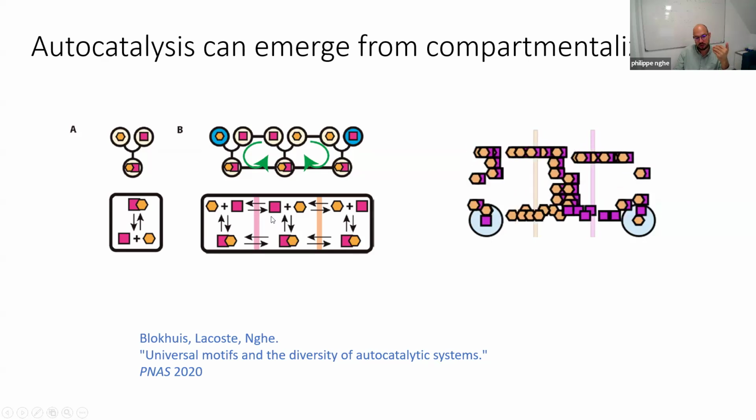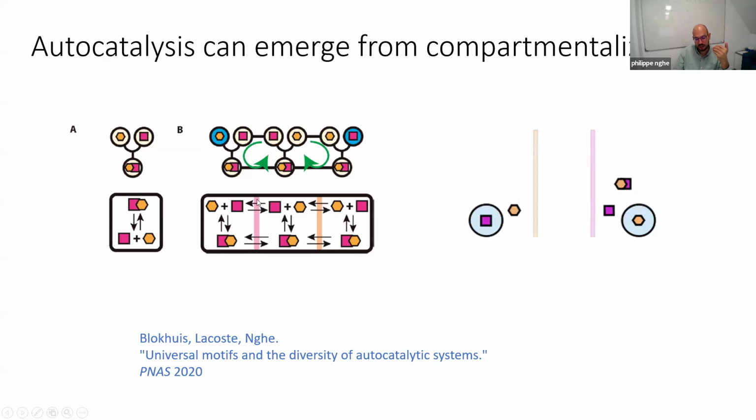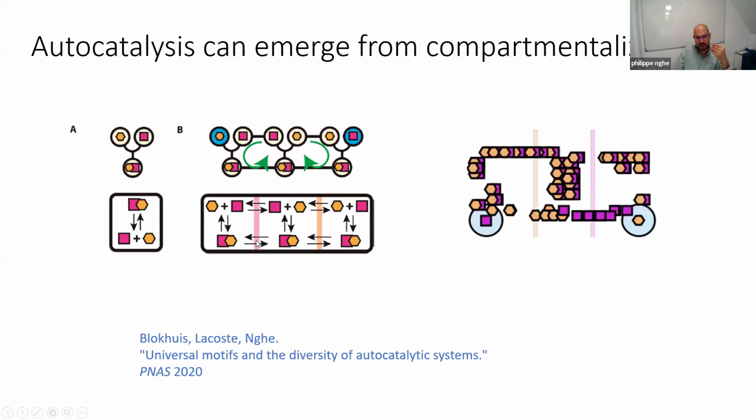But imagine you put the same reaction in 3 compartments that are separated by semi-permeable membranes, which are described here as colors.